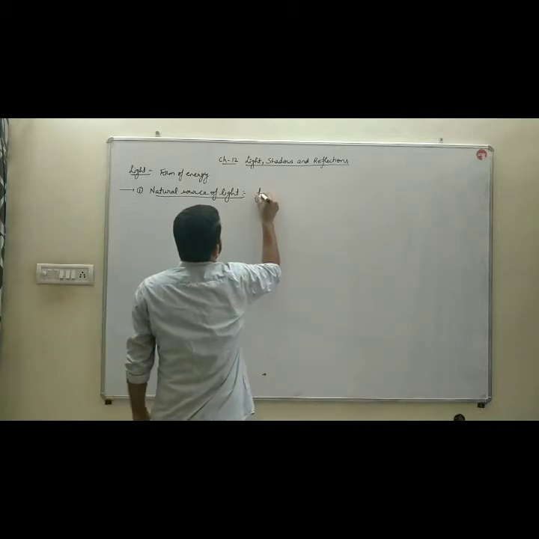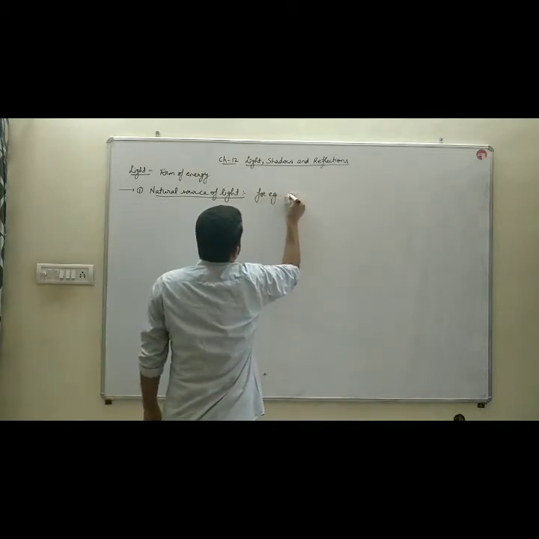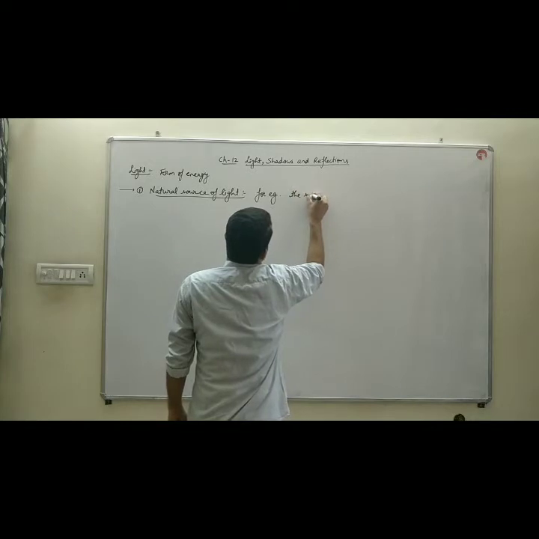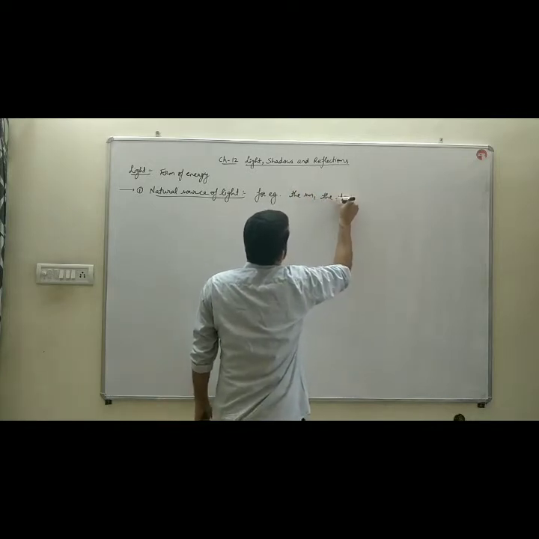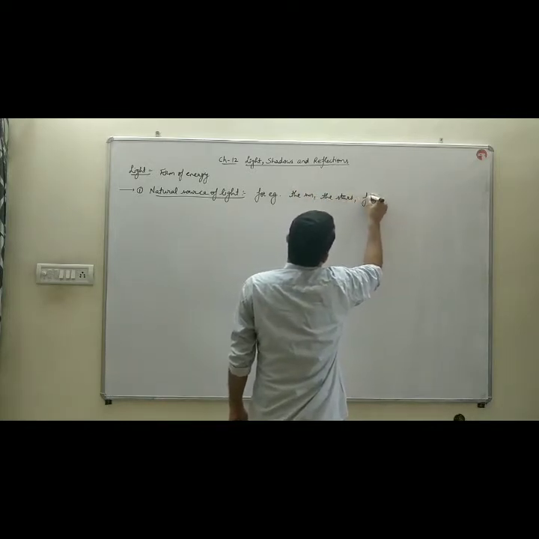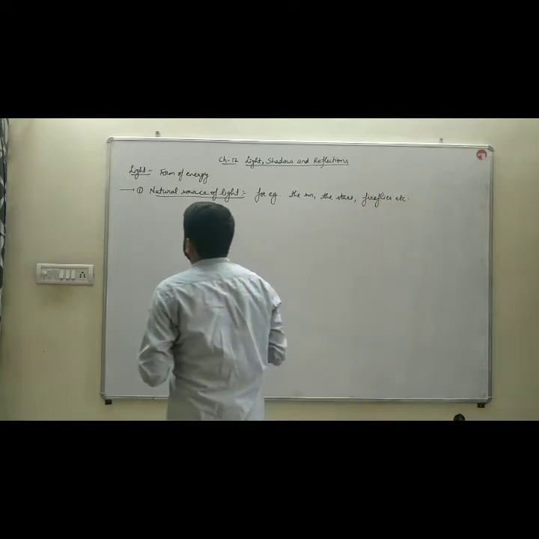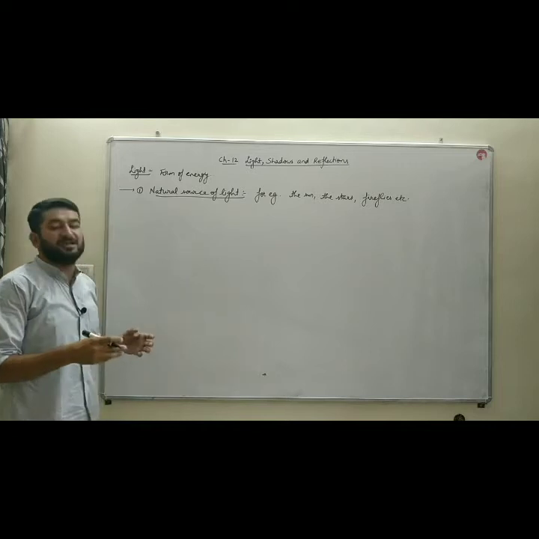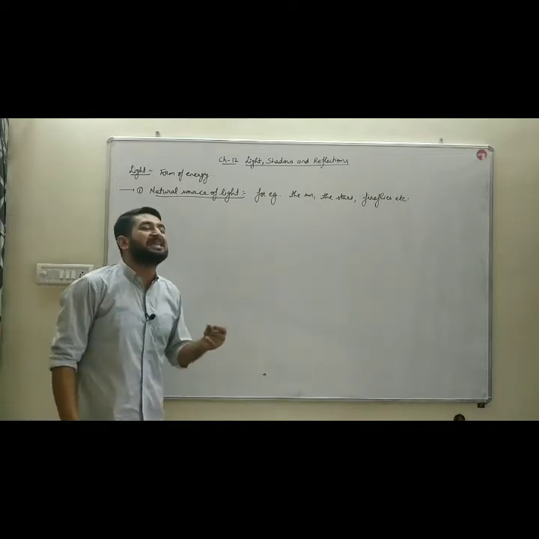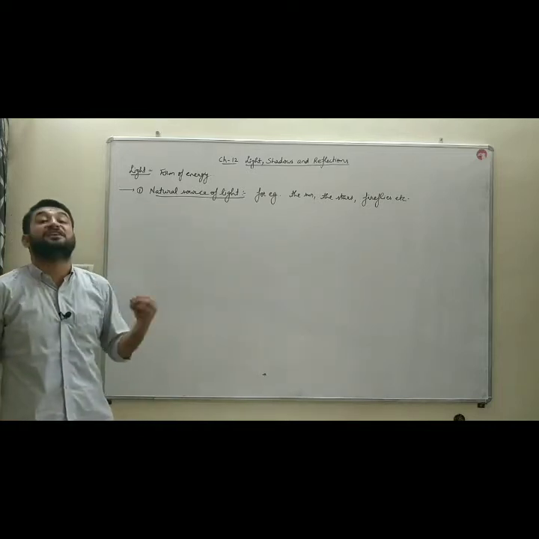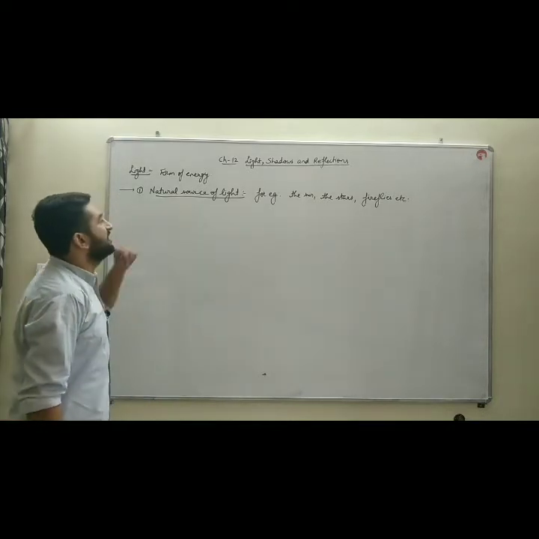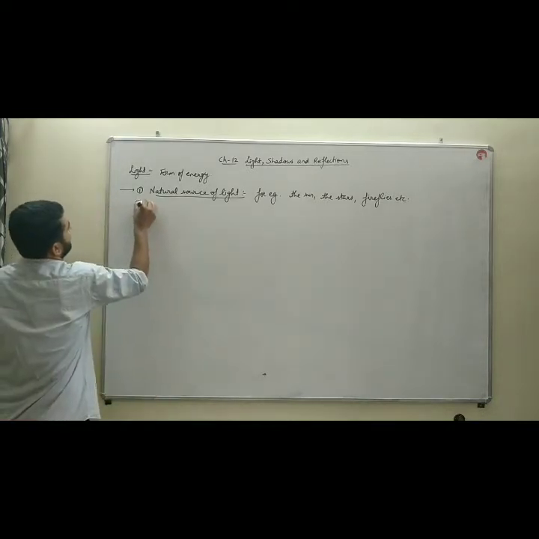For example, the sun, the stars, fireflies. These all are the sources of light which emit their light, and they are made by nature, they exist in nature. So they are known as natural sources of light.